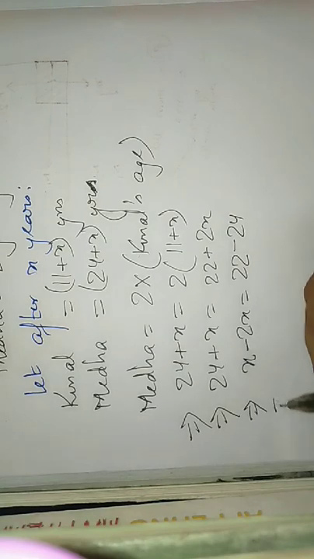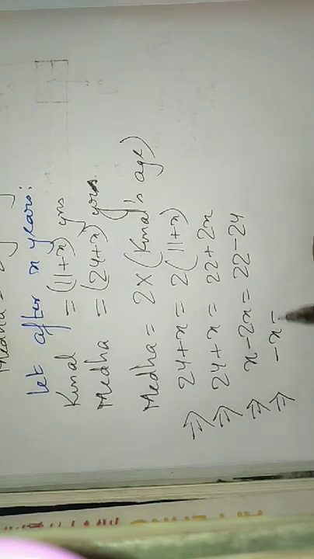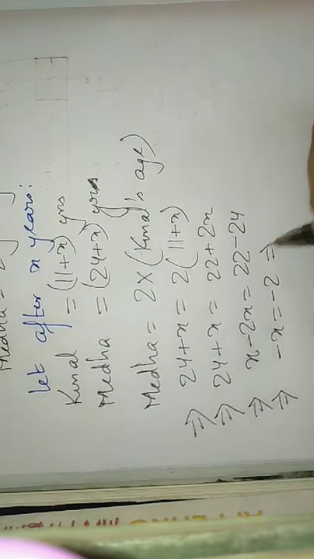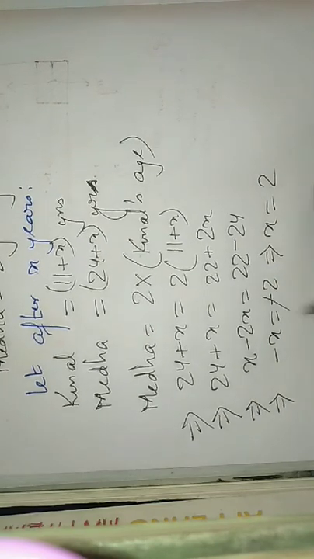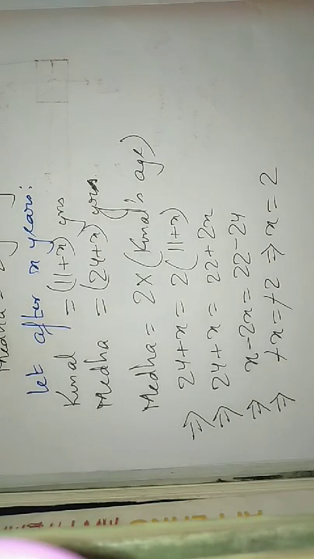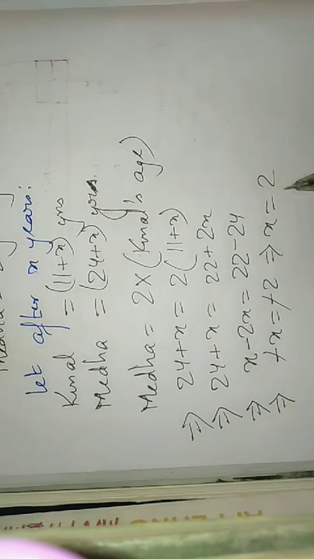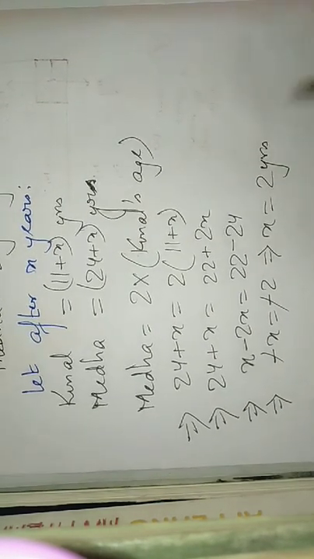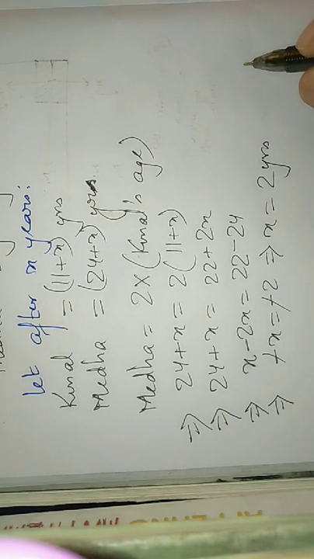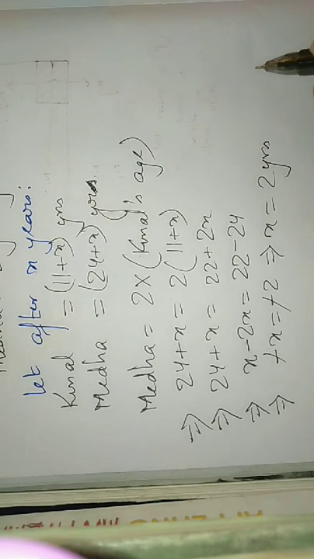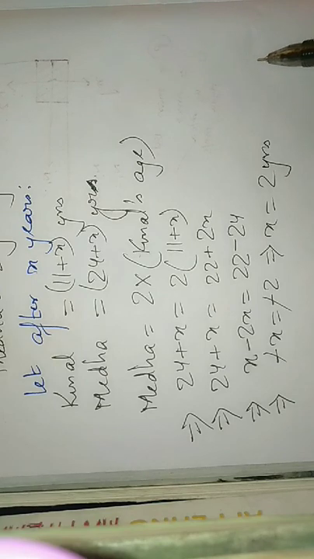So minus x is equal to minus 2, which implies that x equals 2. Both the sides, this minus got cancelled. So x equals 2. So is that the answer? In this case, this is the answer. x equals 2 years. So after 2 years, Medha's age will be twice the age of her brother. Okay.